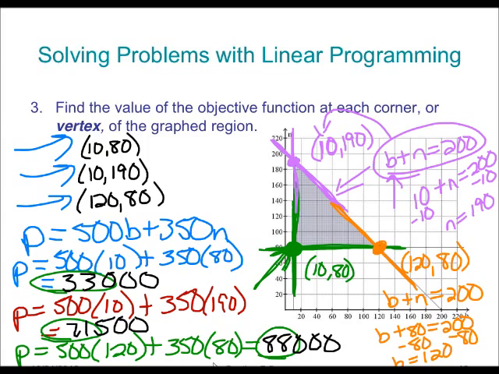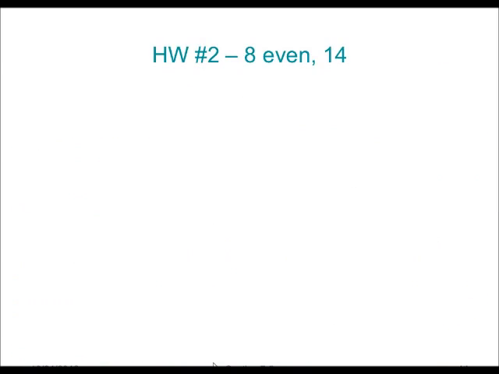Okay, first point we had 33,000, second point we had 71,500, and the third point we had 88,000. So with linear programming, we either want to find the maximum or the minimum. And if you look at the 33,000, the 71,500, the 88,000, 88,000 is the biggest number. So the answer would be 88,000. And I'm going to put that on a new slide so we can actually see what we're doing. So our profit would be 88,000.